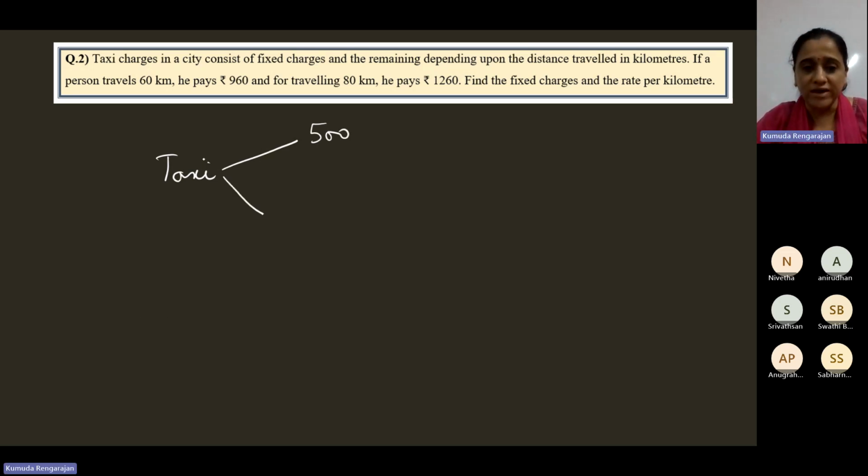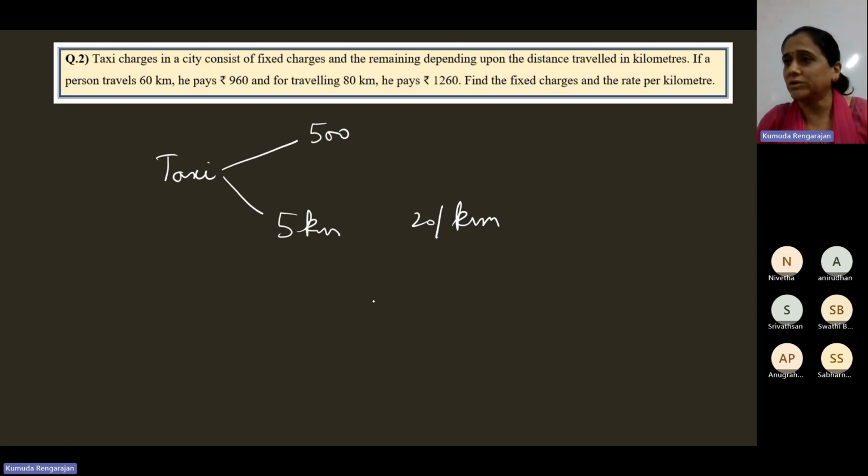Now, if you use a taxi for 5 kilometers, then for every kilometer, say the charge is some 20 rupees per kilometer. You hire the taxi, it is 500 rupees. Whether you go 1 kilometer, 2 kilometers, 10 kilometers, 500 rupees is the fixed charge. The remaining is the variable cost. So fixed charge and variable charge. The variable charge depends on the distance you cover using the car.